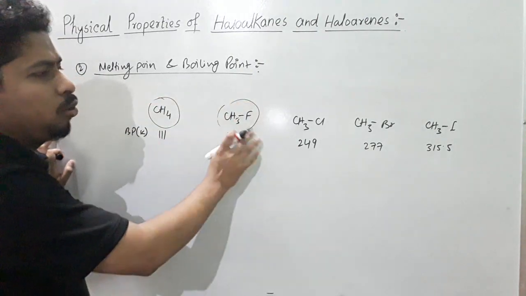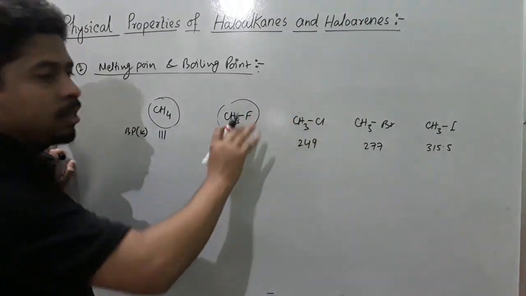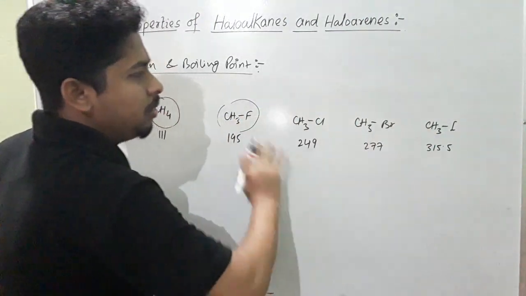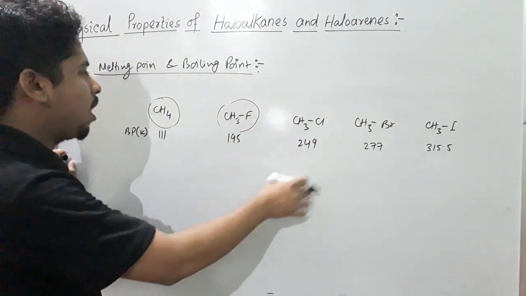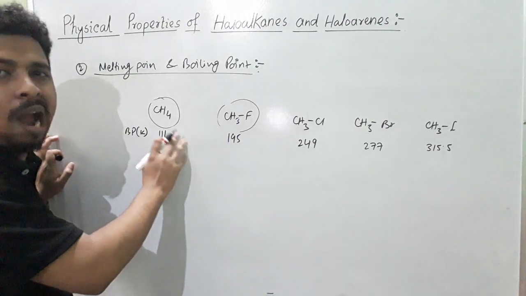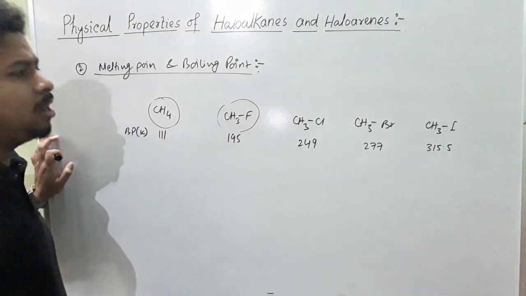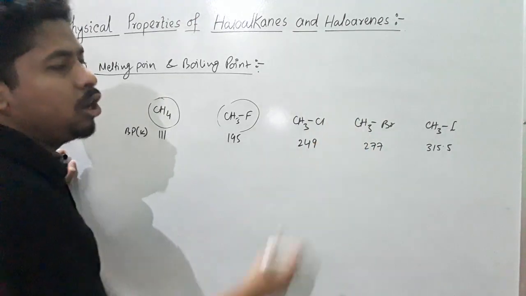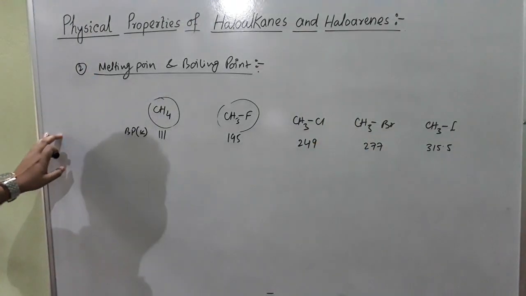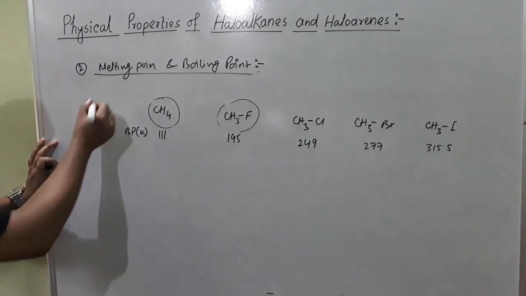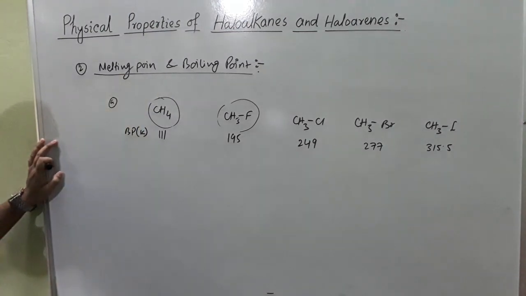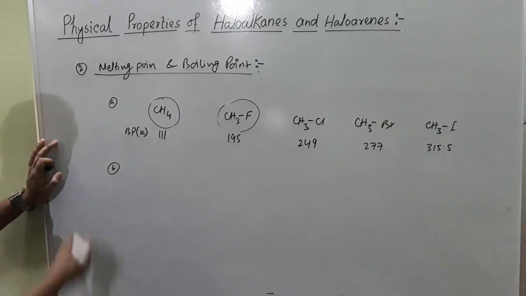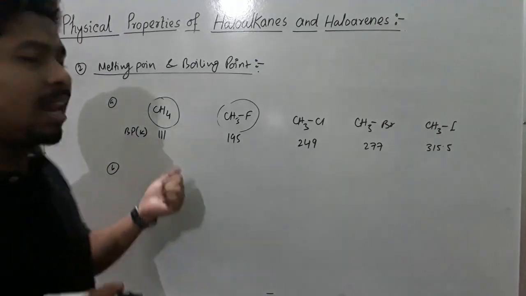Here the intermolecular force of attraction increases. In this haloalkane type compound, the intermolecular force of attraction is stronger than that of the corresponding hydrocarbon, and the molecular mass is also increasing, and that's why the van der Waals force increases. So the boiling point also increases. Okay. So this is suppose number A. Number B.